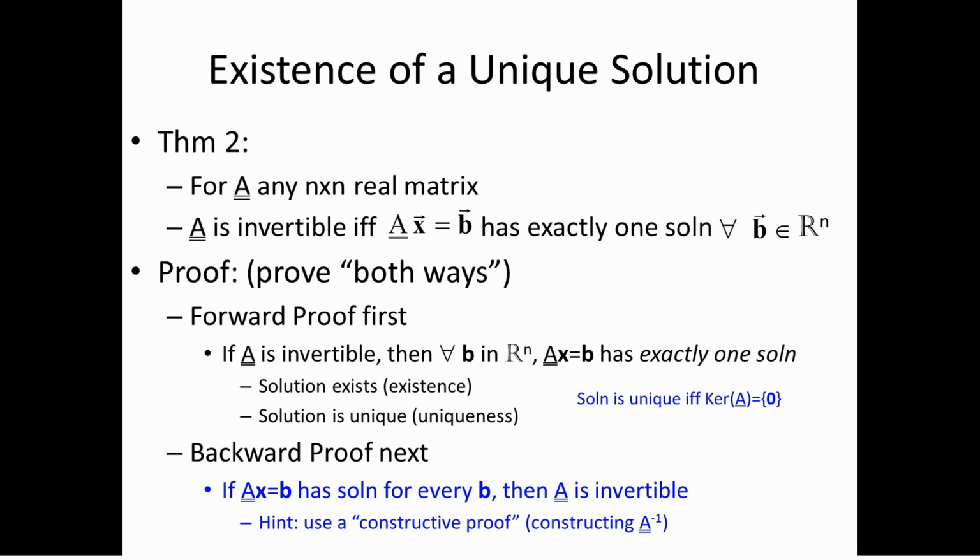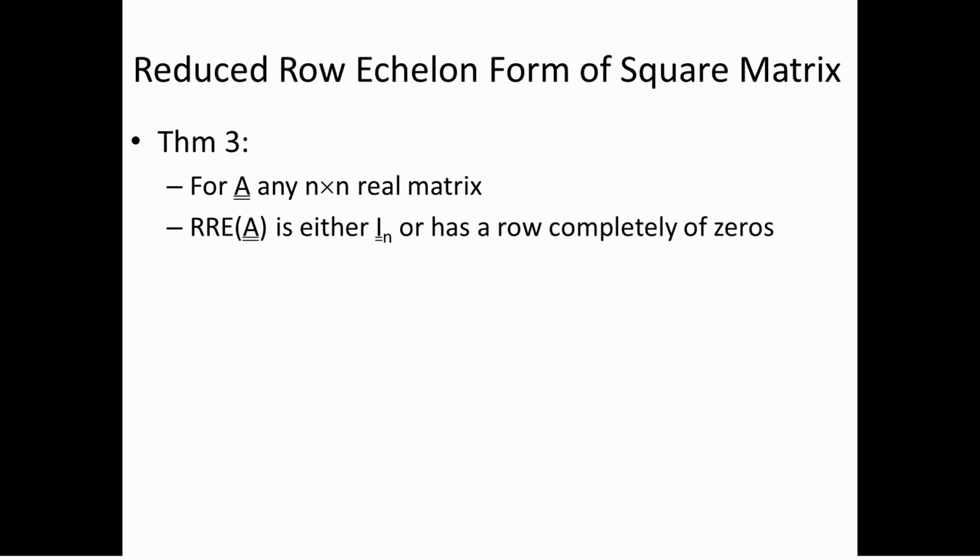Okay, the third proof that we want to look at is talking about what the reduced row echelon form for an n by n matrix looks like. If we have such an n by n matrix, we can say that one of two things is true about its reduced row echelon form. It's either the n by n identity matrix, or it has a row completely of zeros.